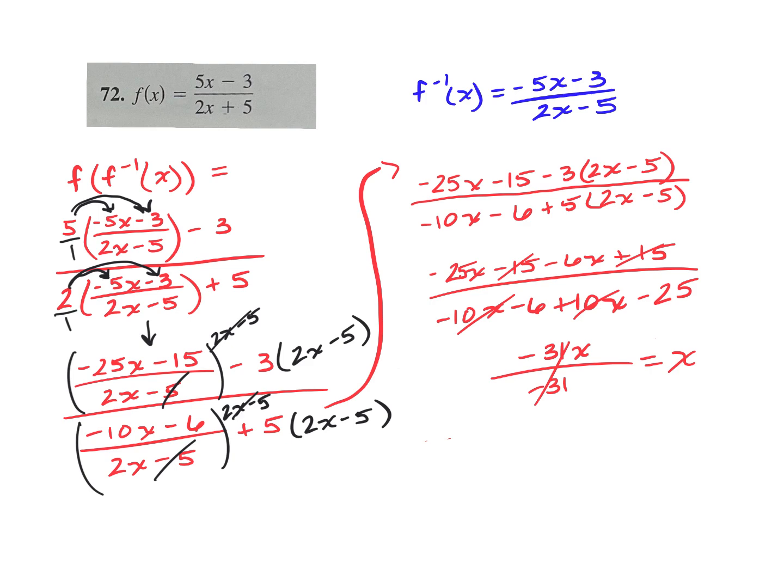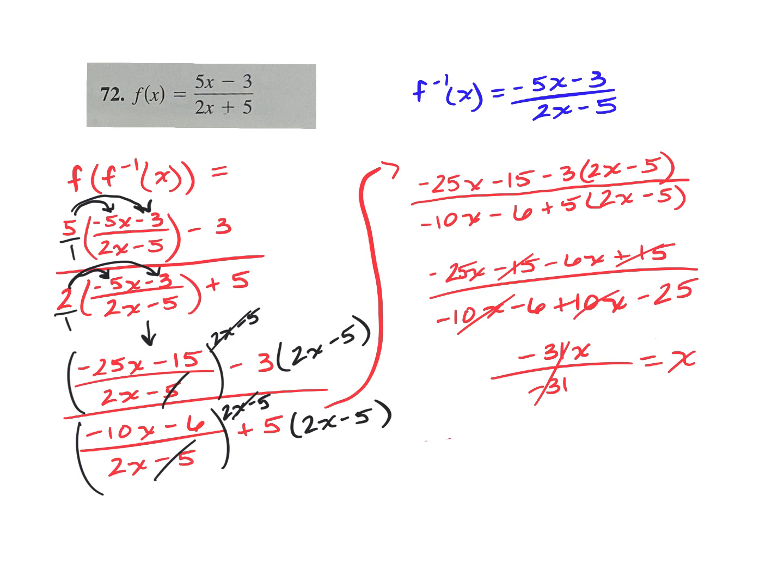But then I have to add to that 5 times the 2x minus 5. I actually have to do that multiplication because the 3 and the 5 didn't have that 2x minus 5 as a denominator that would cancel. So now I'm just going to distribute to get rid of the parentheses, and then I just combined like terms.